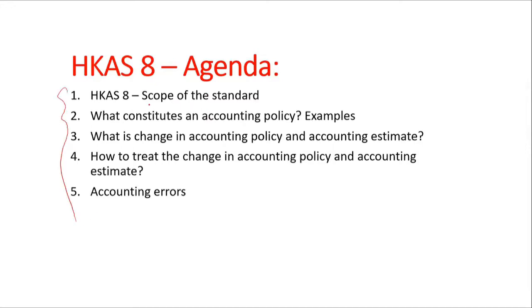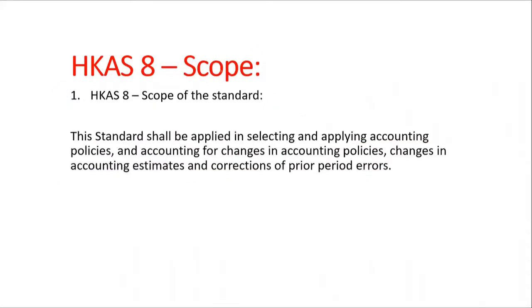We are going to see the scope of the standard. What is accounting policies and examples? What is a change in accounting policy and what is a change in accounting estimate? How do you treat each of these individual two different things? That is, how do you treat a change in accounting policy and a change in accounting estimate? Finally, we will look into accounting errors. So let's look at the scope of this standard.